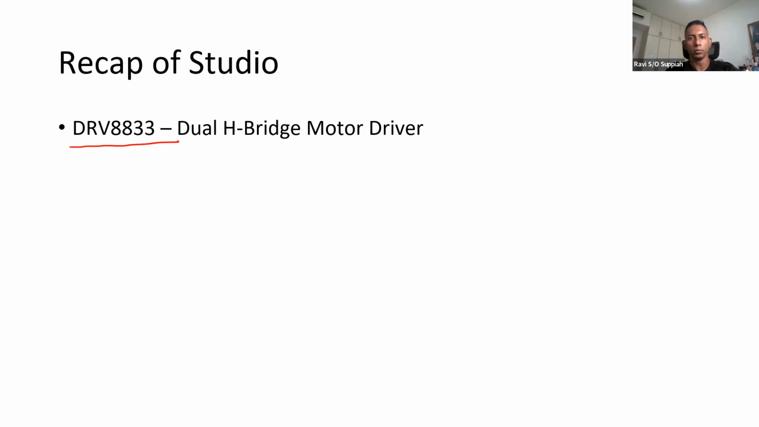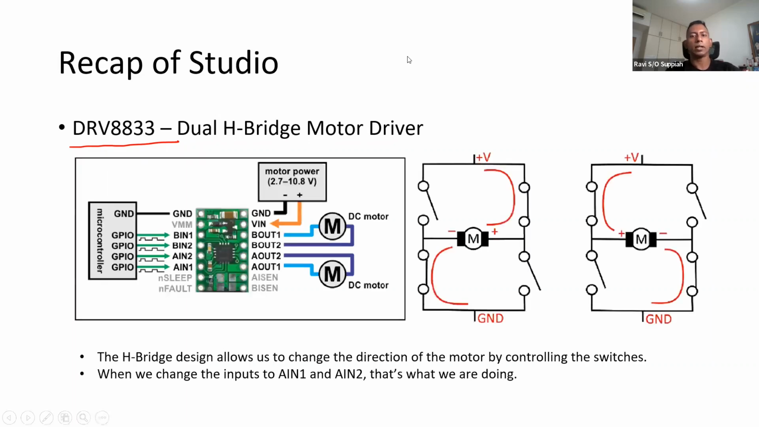And what is this dual H-bridge motor driver chip all about? If you look at the connection, we call it a H-bridge because it looks like the shape of a H. Basically, a motor can spin in both directions, clockwise or anti-clockwise, and it all depends on which way the current flows. So this H-bridge allows us to control a pair of switches, such that if this alternate pair are closed, then current flows in this direction.